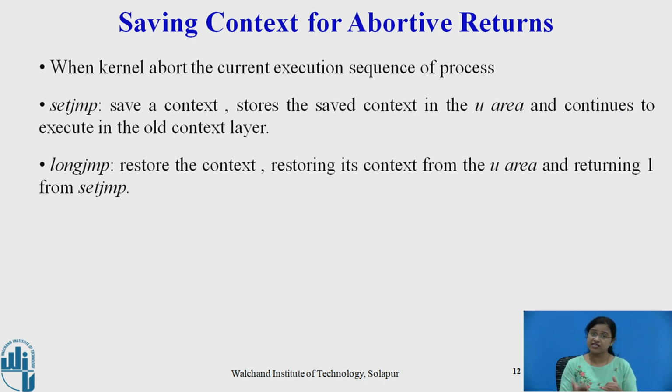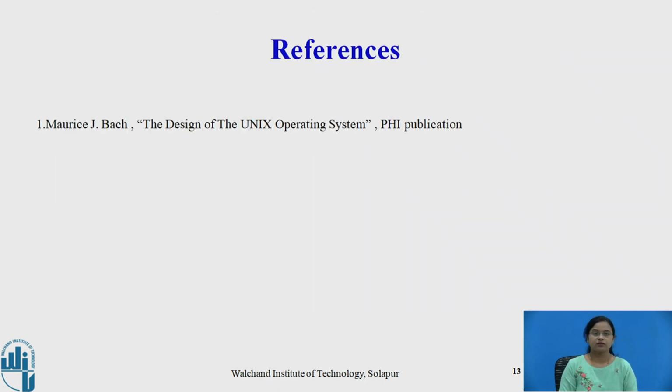And suppose after some time that process is restored, so that process has to resume its execution from its previous context. For that the longjmp algorithm is invoked, and this longjmp algorithm will restore the context, restoring its context from the U area and return 1 from the setjmp. So using the longjmp algorithm we can restore the context for the abortive return processes. So these are the references for saving the context for the abortive return process, then context switch, and how the kernel handles the context switch under different circumstances.